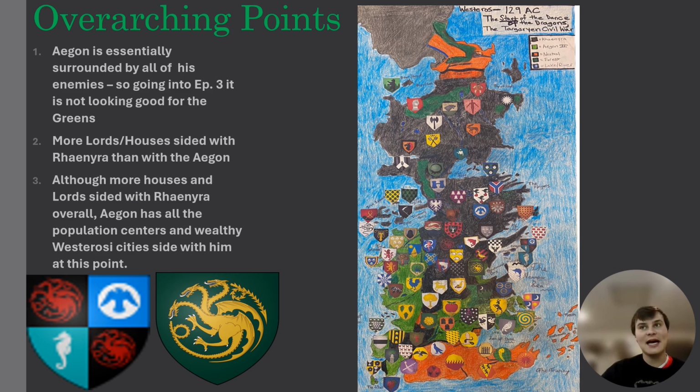So first point, Aegon is essentially surrounded by all of his enemies. So going into episode 3, it is not looking good for the Greens. Maybe episode 2, it depends, is my prediction. Northward, you have the Arryns, the Stunts, the Moons. You see the Arryns with the Falcon in the black area, and the Vale, that's northward of the Green Dragon.